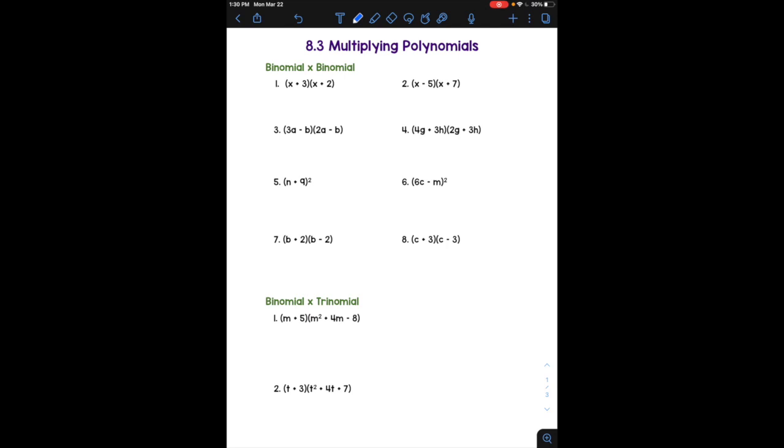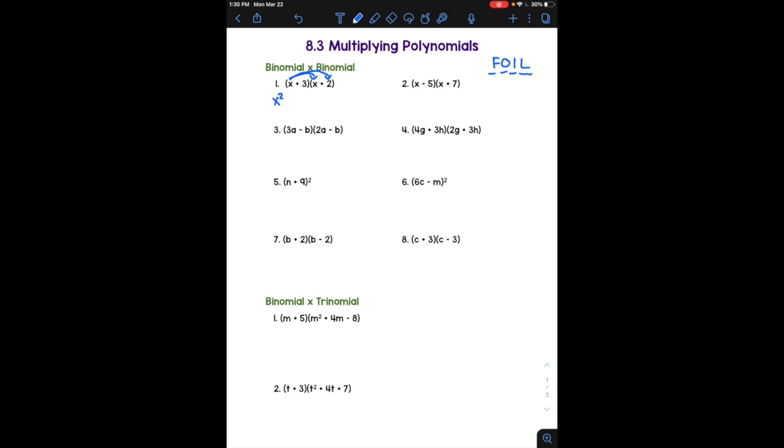A lot of you guys remember this by the acronym called FOIL, in which we're going to multiply the first terms, the outer terms, the inner terms, and the last terms. So in order to multiply problem number 1, I'm first going to distribute the first term in the first binomial, the x, times both terms in the second binomial.